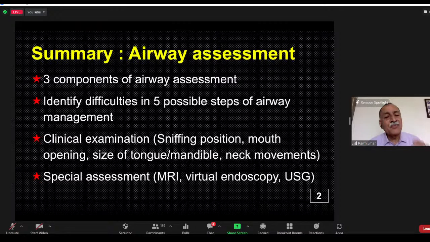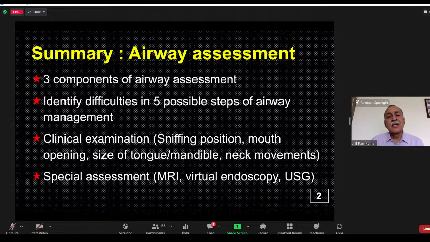Bullet point number 2, we went through the difficulties in 5 possible steps of airway management. I obviously don't have time to go through all of them, but I said that we look for factors in our airway assessment that tell us that we may have a difficulty in face mask ventilation, we may have a difficulty in intubation using direct laryngoscopy or video laryngoscopy, we may have a problem in placing a supraglottic airway, we may have a problem in an emergency cricothyrotomy, and each of these steps is to oxygenate my patient, and each of these steps have very unique anatomical features that will make the airway management difficult. So look for all of this in your airway assessment.